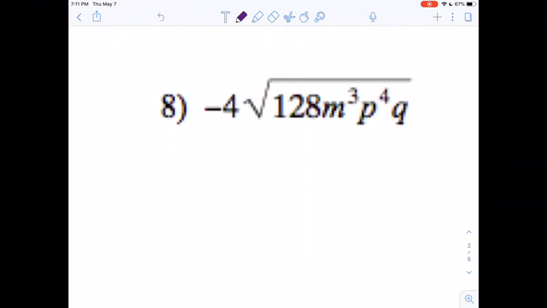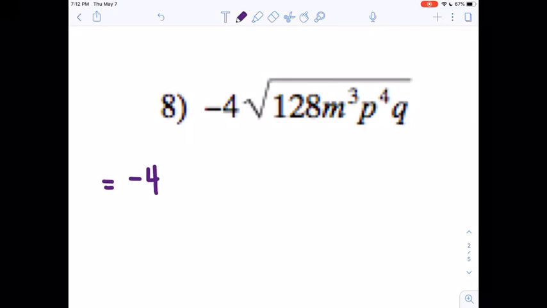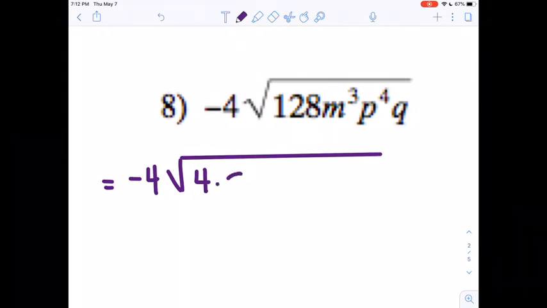Okay, and then number 8. So let's say we have big numbers like 128 and you can't find the biggest perfect square that goes into 128. You could find smaller perfect squares and keep simplifying from there. So for example, let's say I'm looking at 128 and I divide by 4 and I see 4 goes into 128. So 4 is another perfect square. So I could split 128 up into 4 times 32.